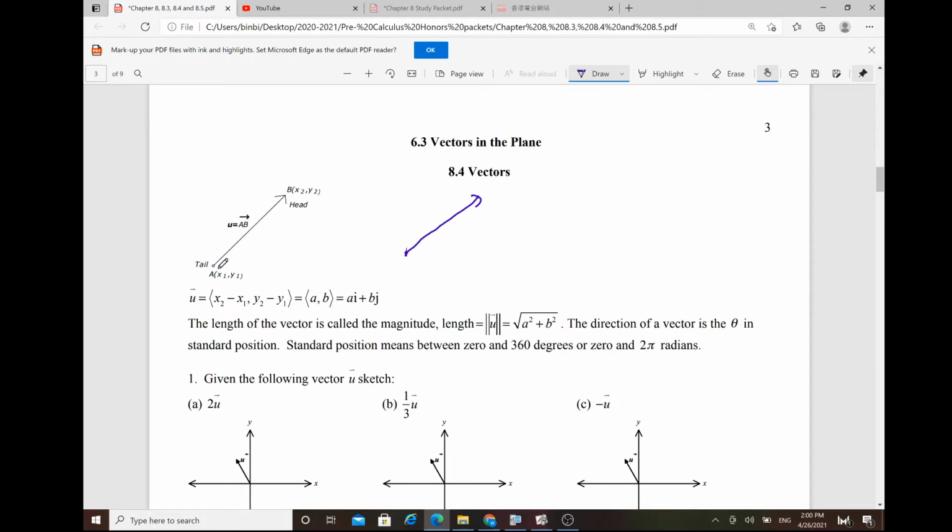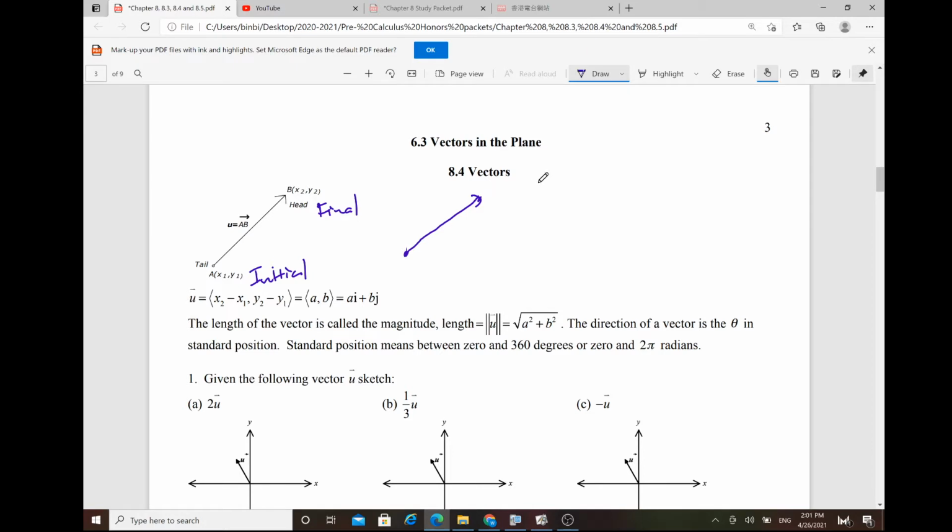So this one goes from the tail, the initial position. The tail is always called the initial position. Okay, so let me just spell that. Initial position to the final position, or the head, and the initial position is called the tail. So from the initial to the final position.